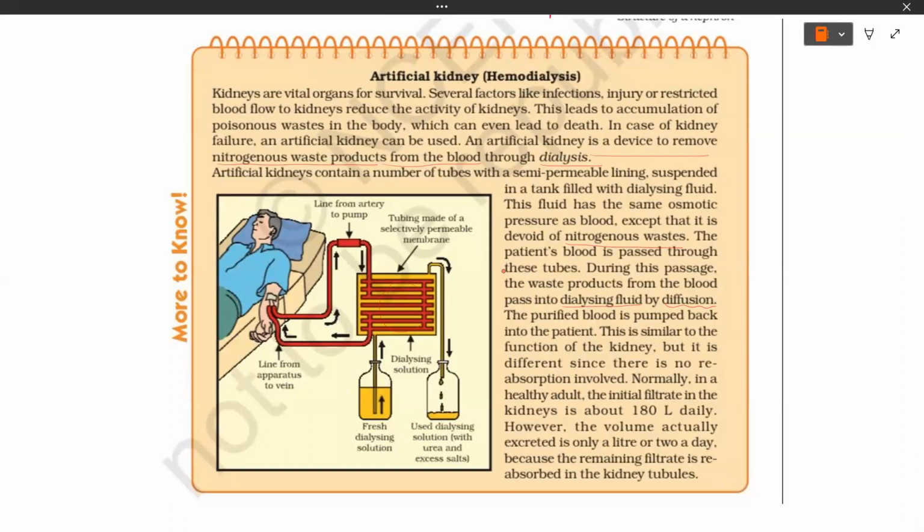This whole mechanism is happening because of a machine, but it is replicating a kidney. It is not a long-term solution to kidney failure, but for some time the blood can be filtered and made pure with this. But then the person who has kidney failure has to get a kidney transplant.